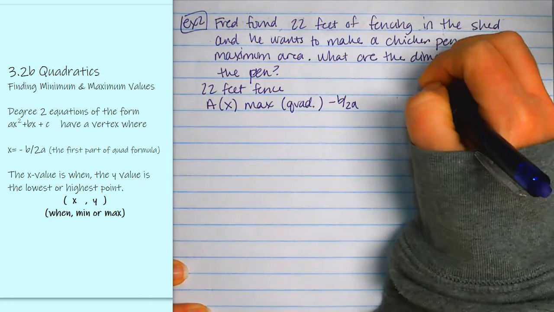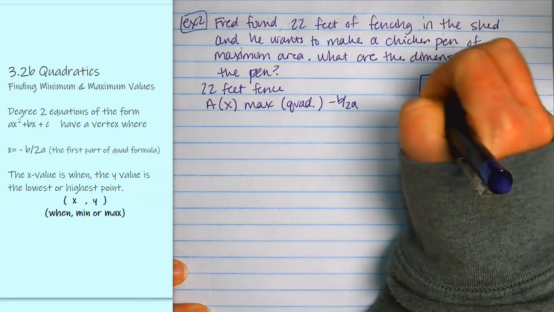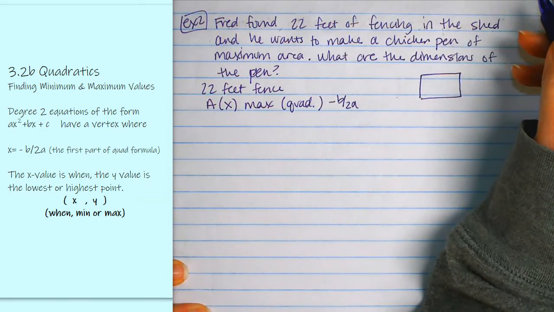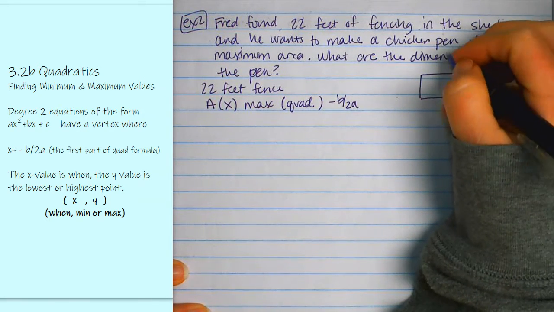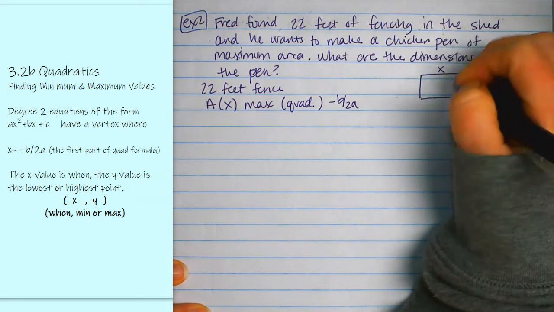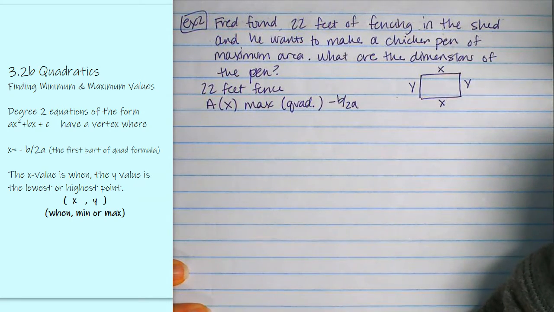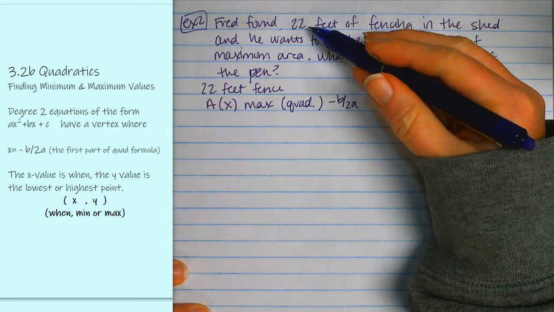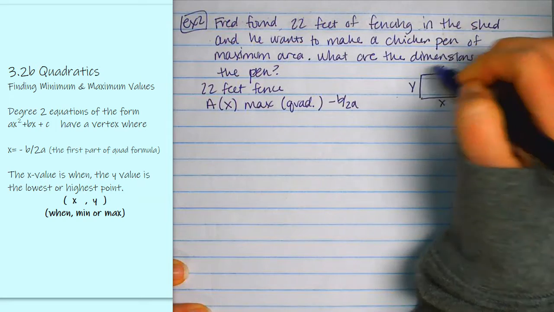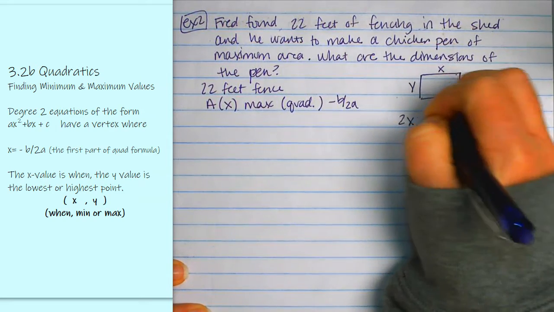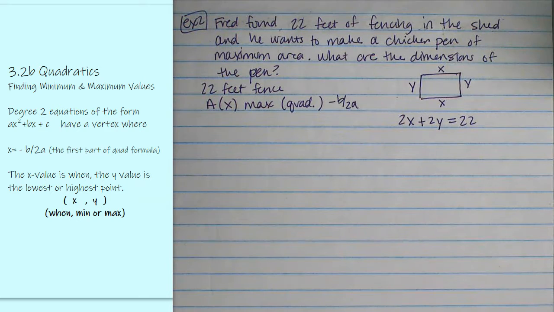I'm going to draw a picture of a rectangle. That was not given in the problem, but he's not making a circular one, he's making a rectangle. I do know that if I have a rectangle, two sides are x and x and two sides are y and y. I don't know what they are, but I do know that if I use all the 22 feet, then x plus x is 2x, y plus y is 2y, equals 22 feet. That would be my constraint.